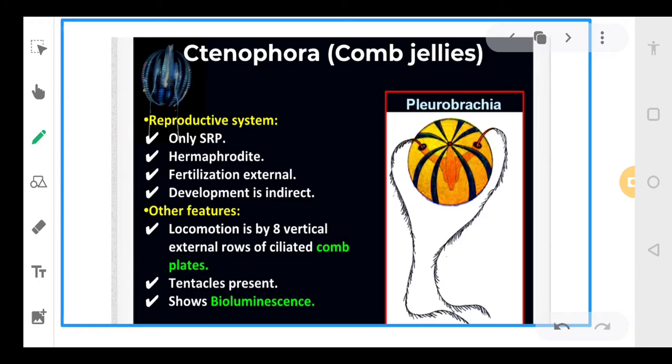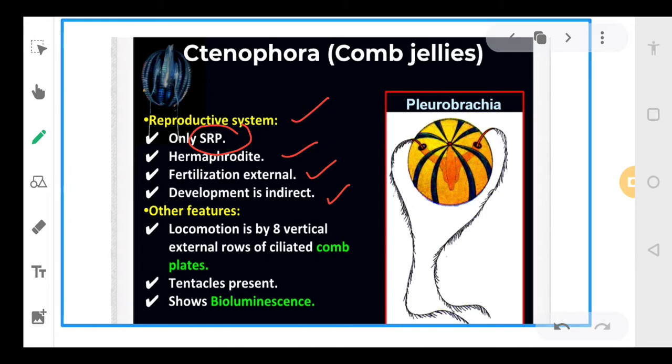Now, if we talk about the reproductive system, the comb jellies only reproduce sexually. So there is only sexual reproduction seen in the case of Stinophora. There is no asexual reproduction. They are hermaphrodite, means male and female parts are present in the same organism. Fertilization is external and development is indirect.